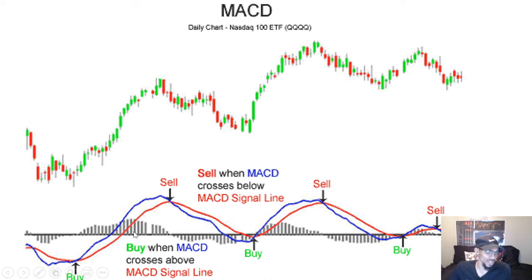But that's just a way that you could possibly use the MACD. And by the way, I just wanted to also mention, whenever the MACD and the signal line cross the zero line, that's a bullish case. And whenever the MACD and the signal line drop below, that's a bearish case. All right, so now let's go into the practical example.